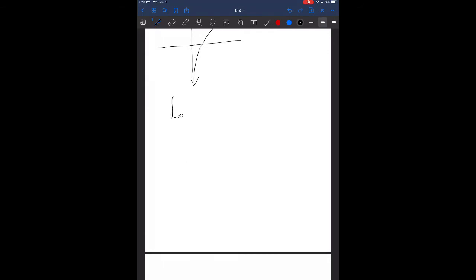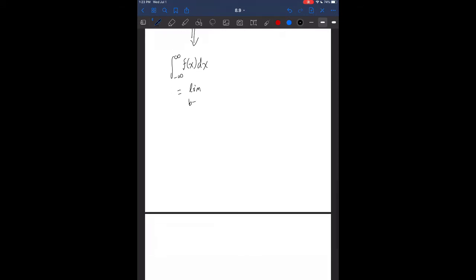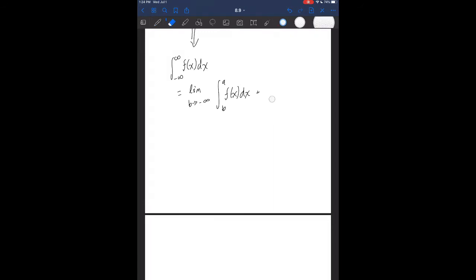So the integral from negative infinity to infinity of f of x dx is equal to the limit as b goes to negative infinity of the integral from b to a of f of x dx, plus the limit as c goes to positive infinity of the integral from a to c of f of x dx, where a is just going to be any real number.